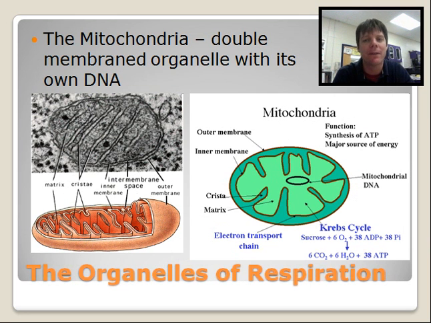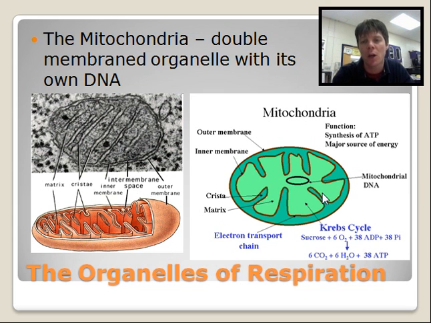Now we'll take a look at the mitochondria. This is the cell organelle responsible for the process of cellular respiration. Some key parts of the mitochondria: it does have two membrane layers. It also has its own DNA. Both of these facts are possible evidence of the origin of mitochondria. It's believed that they are the result of an ancient endosymbiotic event. And this theory was first proposed by a scientist named Lynn Margulis.